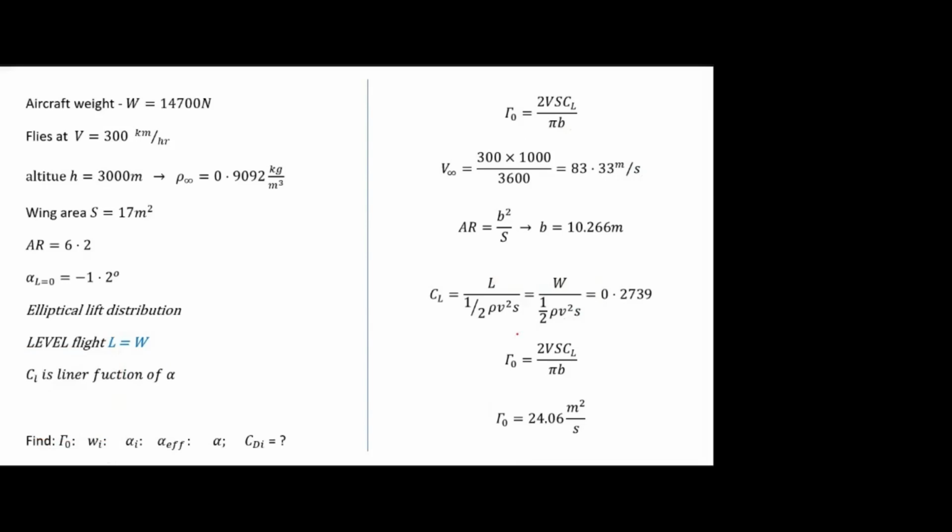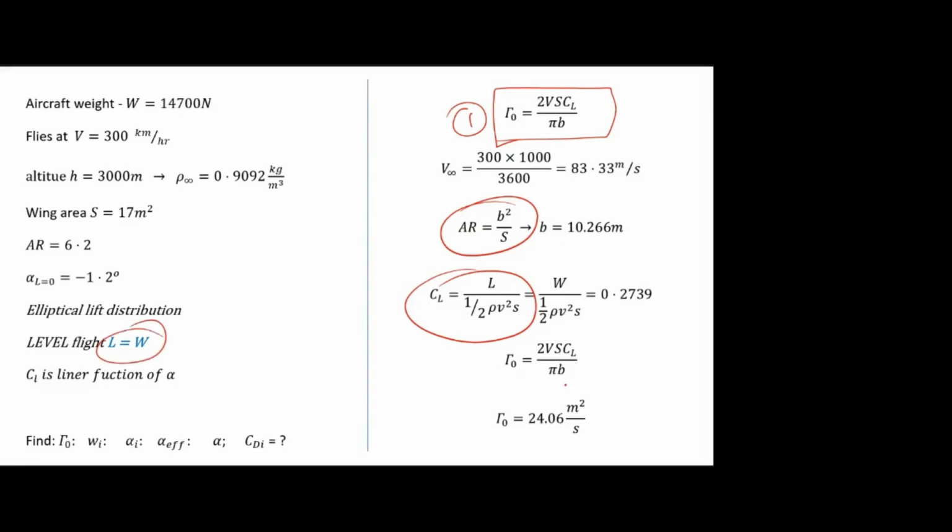So this problem is simple only. The only thing is you should know this formula. You have to remember this. Once you know that, you know the aspect ratio formula, the CL formula, L is equal to W, etc. Simply substitution. But this you should remember. That is the only thing. Then we can go for the alpha I.